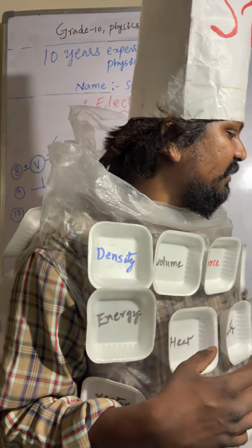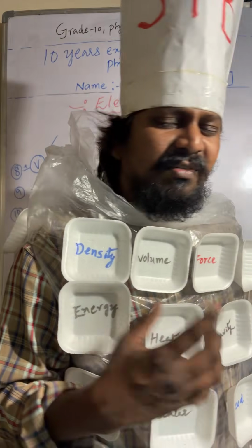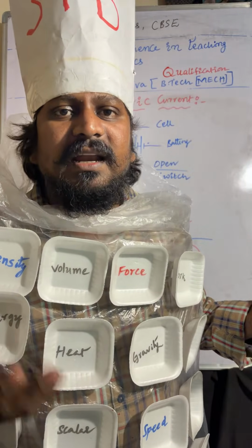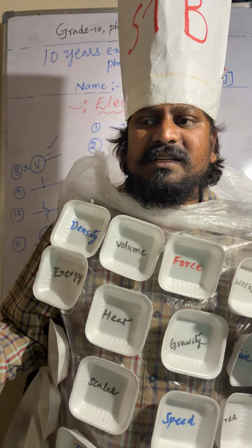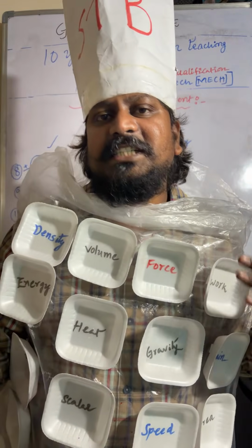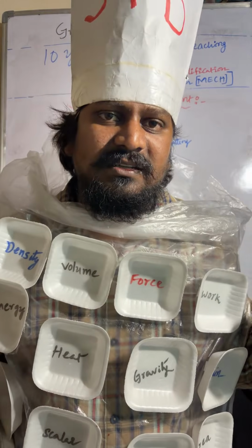Sir, I have one question. Sir, why can't we connect the ammeter in parallel and the voltmeter in series? You said the ammeter must be connected in series and the voltmeter in parallel. So what if I interchange them, the ammeter in parallel and the voltmeter in series?